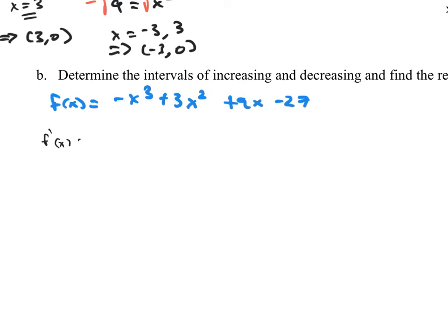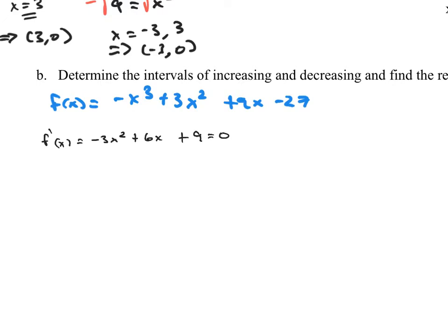The derivative is nice and easy because it's a polynomial function. The derivative of negative x cubed is negative 3x squared. The derivative of 3x squared would be 3 times 2x, which is 6x. The derivative of 9x would be 9 times 1, which is 9, and the derivative of negative 27 is 0. Here's my derivative. Again, I need to find the critical values, so I need to set it equal to 0 and look where it's undefined. This is never undefined because it's a polynomial function yet again, so I'm going to set it equal to 0. I need to solve this quadratic equal to 0.